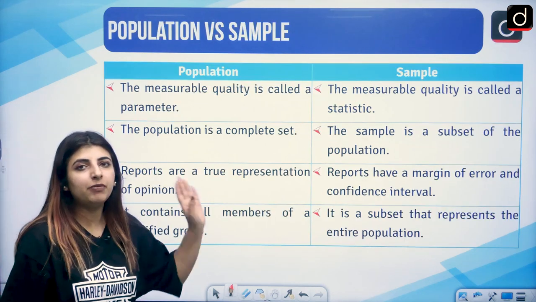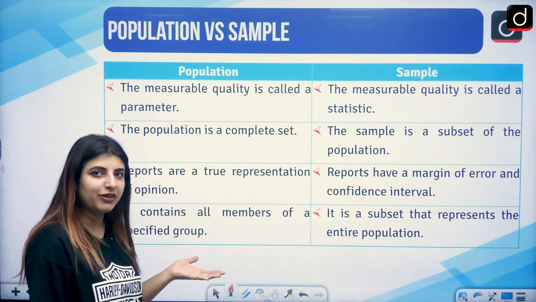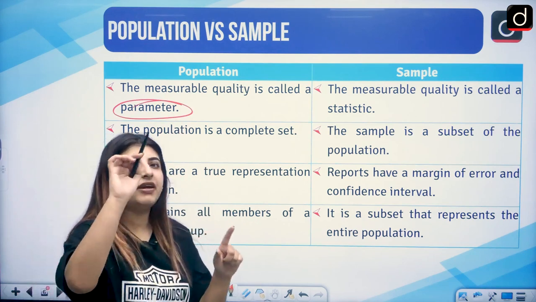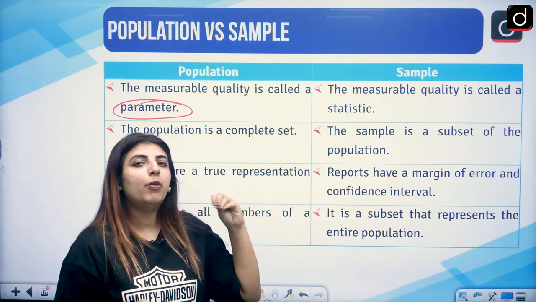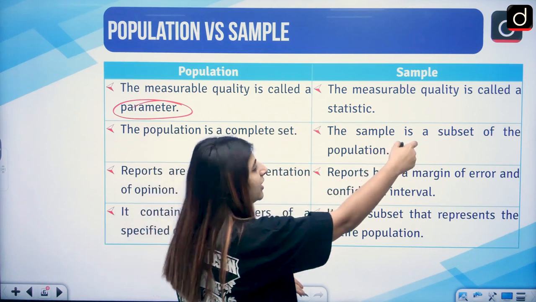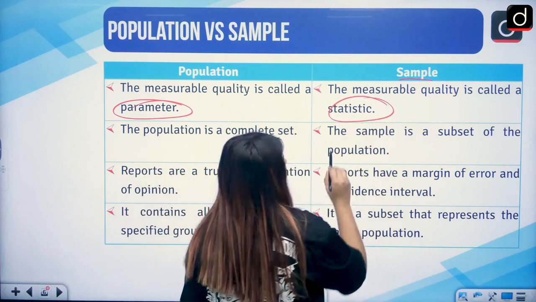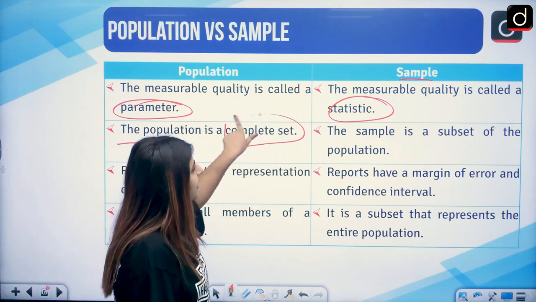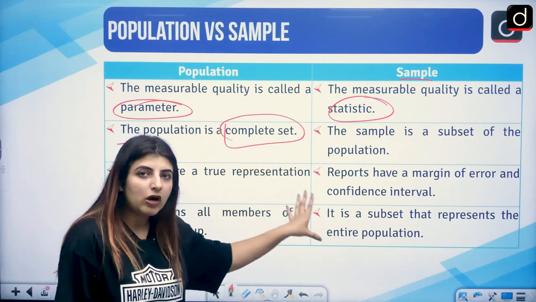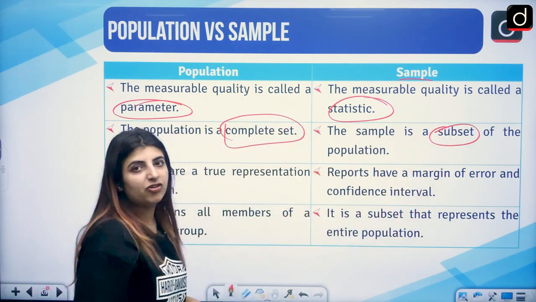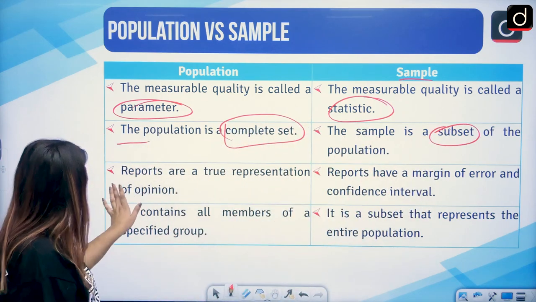Now coming to a little bit of comparison between the two, population is associated with a parameter. We measure the population in different parameters. We measure the sample in statistics, correct? Population is the complete set from where we are going to draw our sample. Hence, the sample will be a subset of the population, correct?